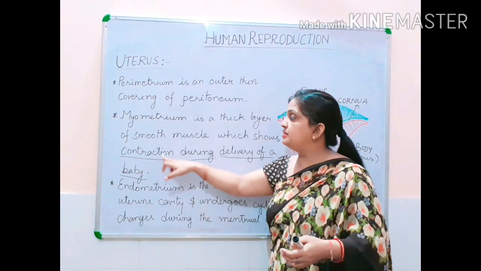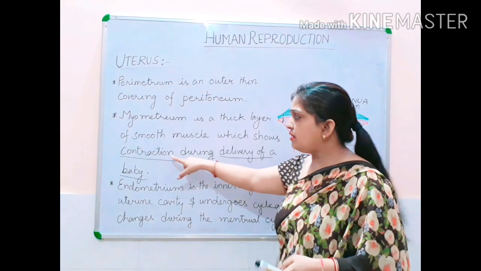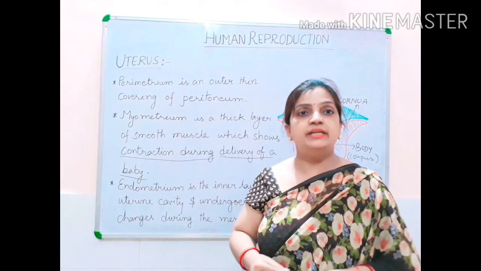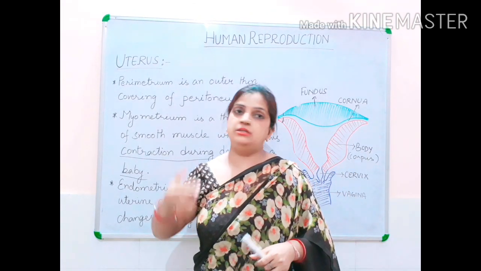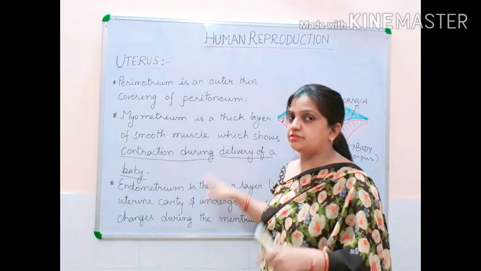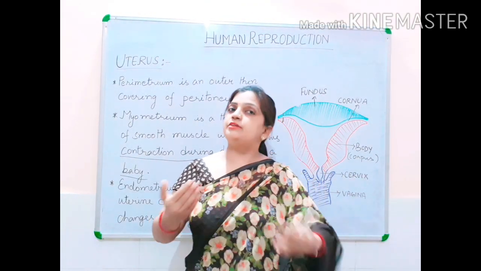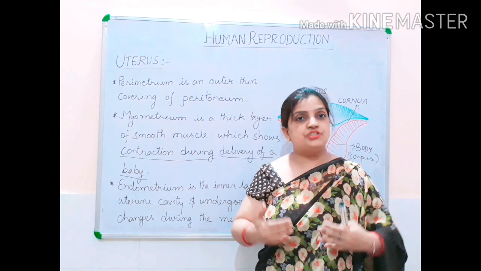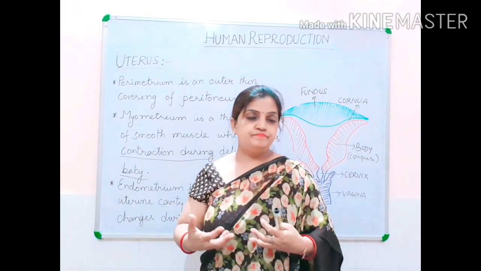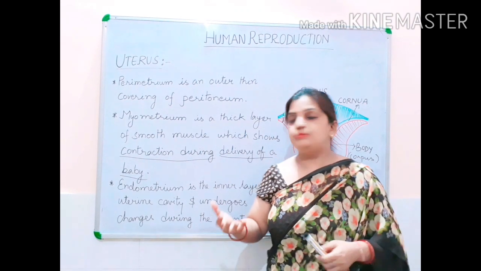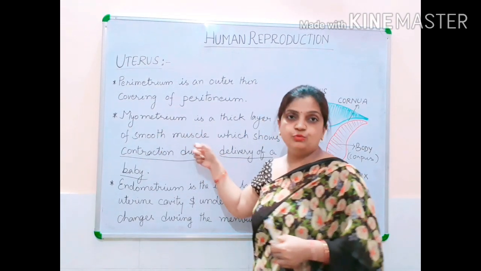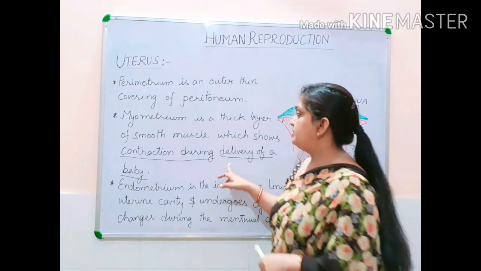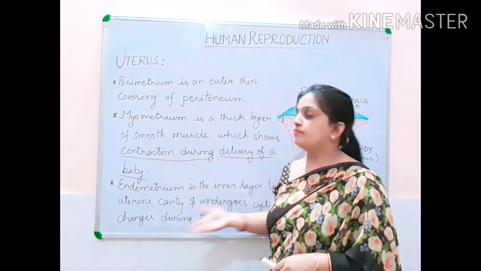Now, what is that function? How does that contraction help? That contraction helps during the delivery of a baby, that is, during the time of birth of the baby. Now, this is the main function, but leaving this, when the intercourse process is going on between the couples, then at that time also a special contraction is needed inside the uterus. So during that time also this myometrium, having smooth muscle, plays a very important role. So children, the special function is that it helps in the birth of the baby.